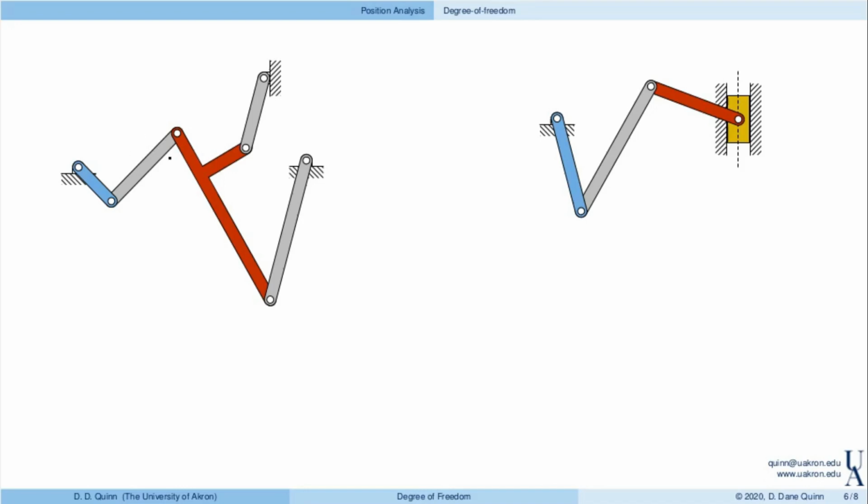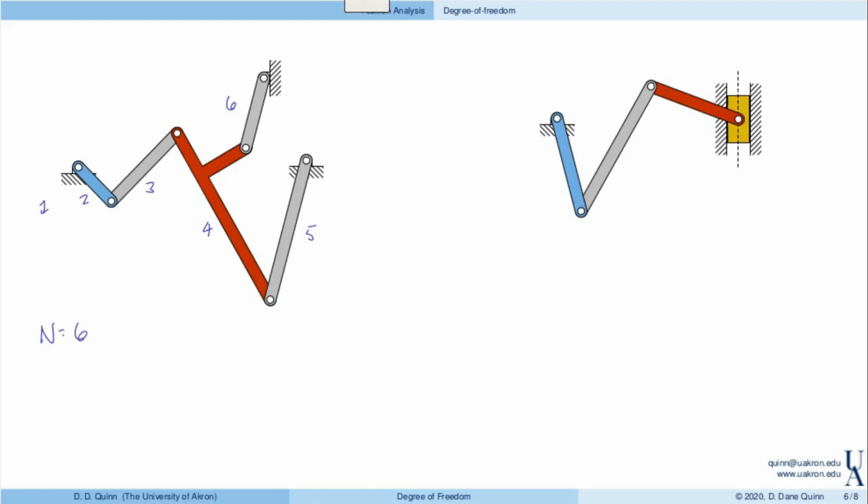Here I have a kind of weird looking mechanism. So let's estimate the degree of freedom. Well, count up the links, right? We have 1 for the ground, 2, 3, 4. This whole thing in red is 1 linkage, 5, and 6. So here N is equal to 6.